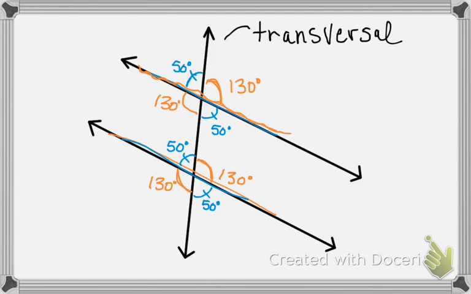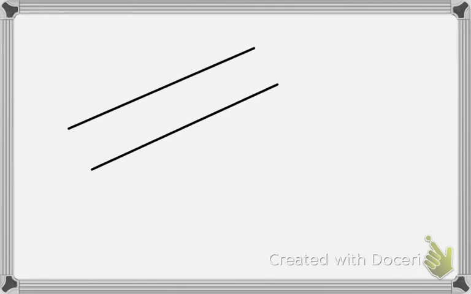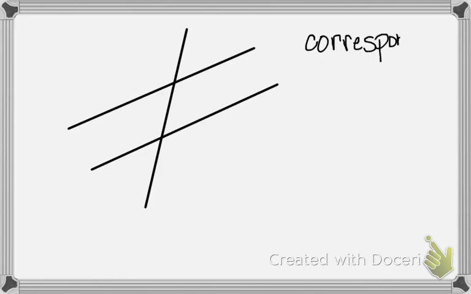Okay? And so there are several different types of angle relationships that you can have within parallel lines. All right, and so what we're going to do is we're going to talk about some of these relationships. All right, so the very first type that we're going to talk about is going to be corresponding angles. So corresponding.